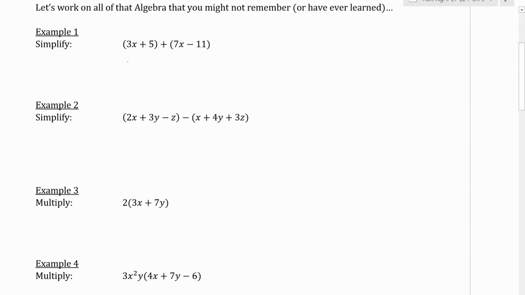We're going to add these two binomials. Parentheses aren't really needed. It's just saying add this; they just happen to group them up. There's 10x minus 6.